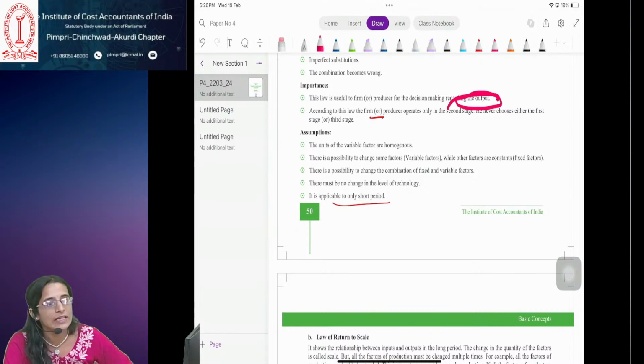And second, what they are saying, in the short run, at which stage will the producer produce? Which stage will he take? Stage 1, stage 2 or stage 3?